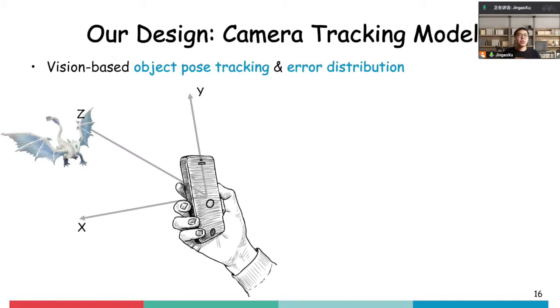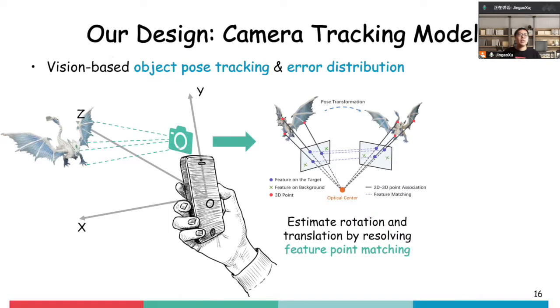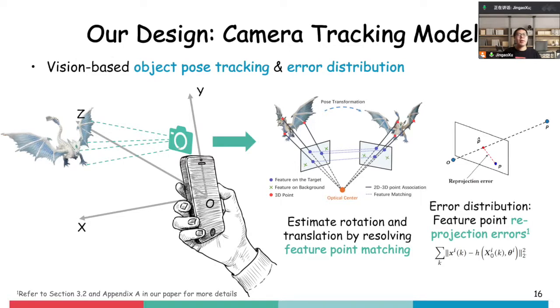As for the camera tracking module, we design a feature point matching based optimization framework. The illustration of the concept is shown in the figure. We also set the optimization goal of vision-based tracking as minimizing the reprojection errors. Similarly, in FollowUpAR, we also perform the least square optimization to minimize the reprojection errors.